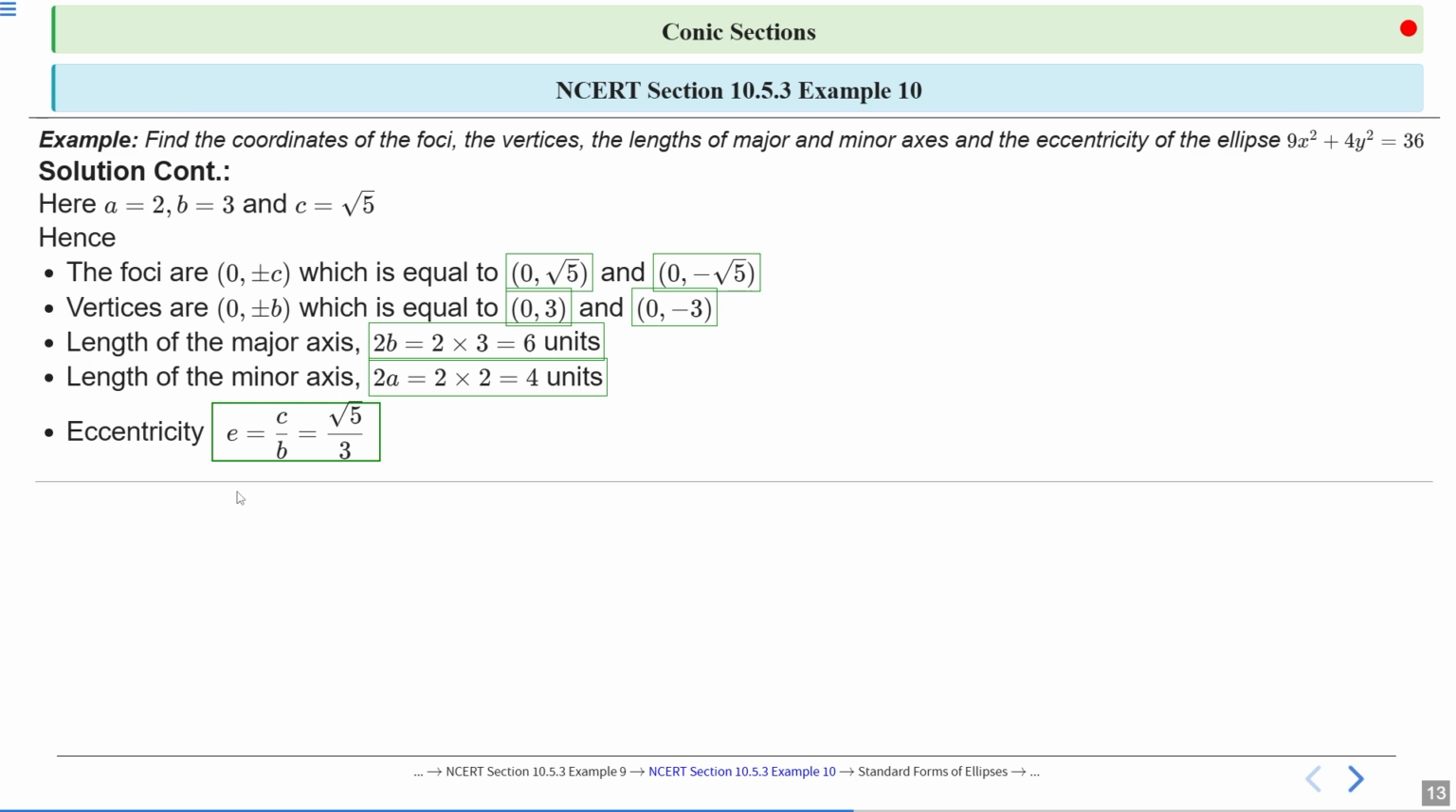So our answer will be: the foci are 0 comma plus minus root 5, the vertices are 0 comma plus minus 3, the length of major axis is 6 units, length of minor axis is 4 units, and eccentricity is root 5 upon 3. I hope it is clear to all of you. So now let us move to the next example.